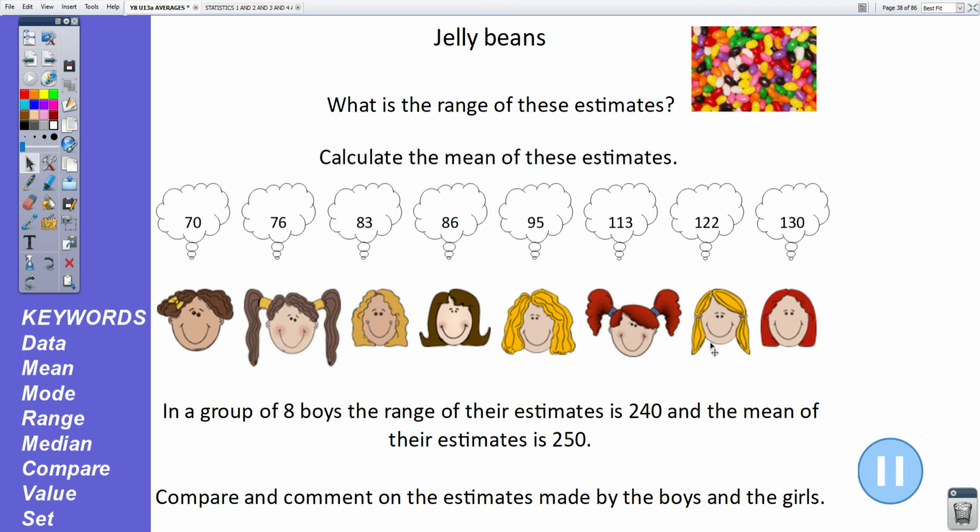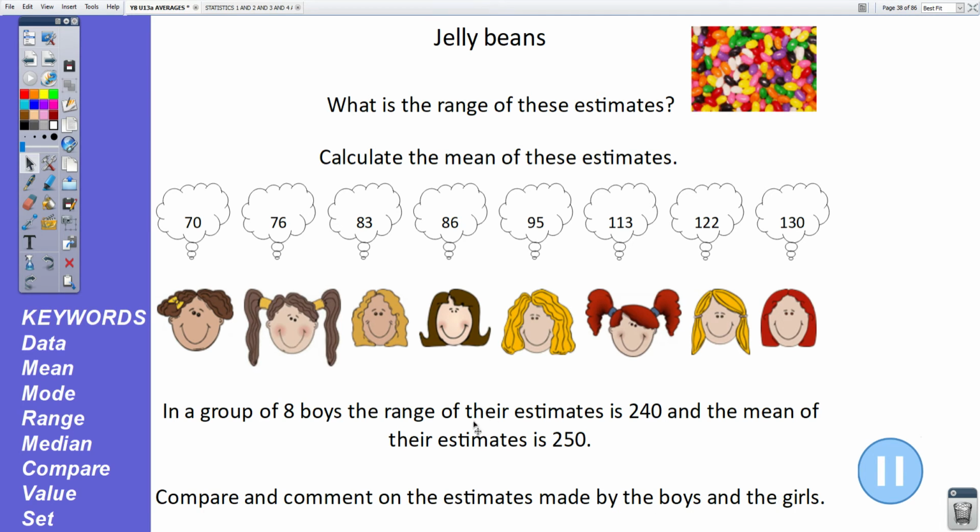Now, under the picture, in a group of 8 boys, the range of their estimates is 240 and the mean of their estimates is 250. So here we don't have raw data, here we have statistical data. We have data about the range and about the mean for a group of 8 boys. The question is to compare and comment on the estimates made by the boys and the girls.